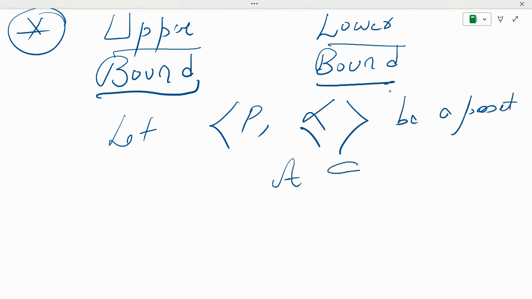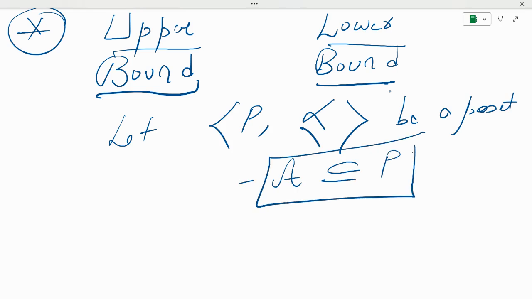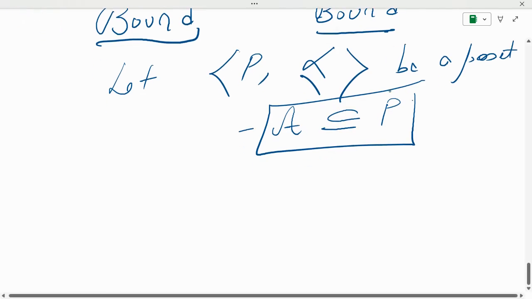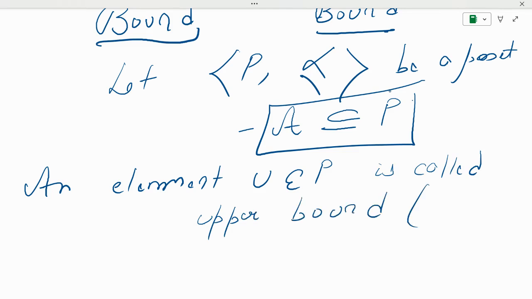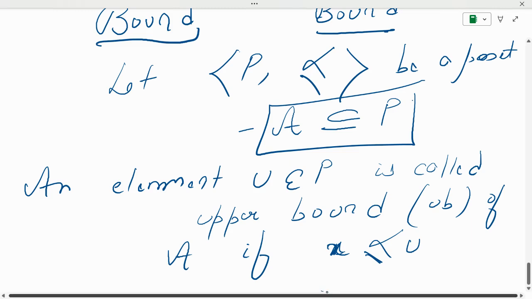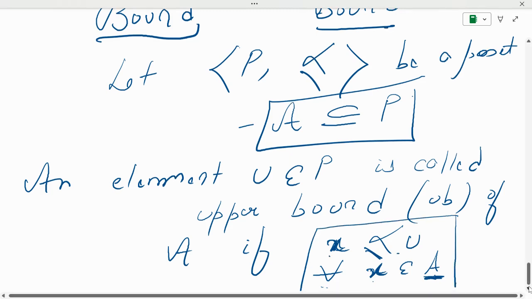Okay, and A is a subset of P. So we are considering one more feature, that is A, and A is a subset of P. An element U belonging to P is called an upper bound, or UB, of A if X is covered by U for every X belonging to A. Here we are considering A as a subset of P, and we are checking all the elements of A and seeing whether X is covered by U. This is an important thing you have to note.